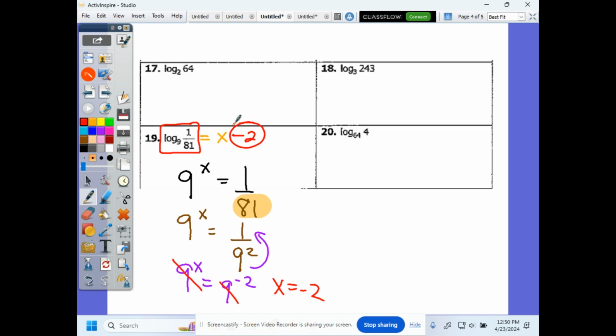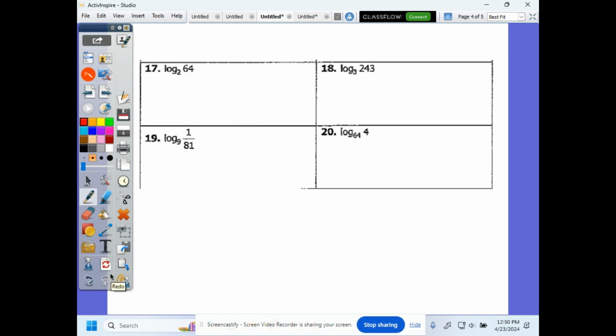So you can apply the solving exponential equation with the same base here in evaluating logarithmic expression. Okay, number 20. This equal to x again. So 64 to the x is equal to 4. The goal is to make the base the same.